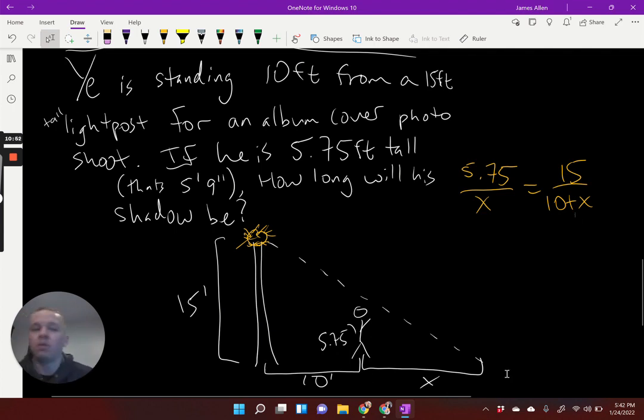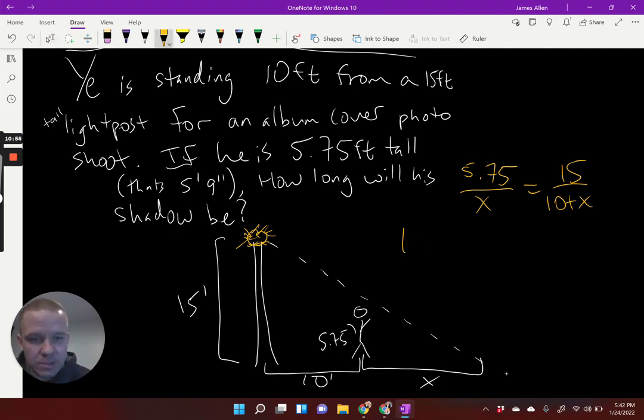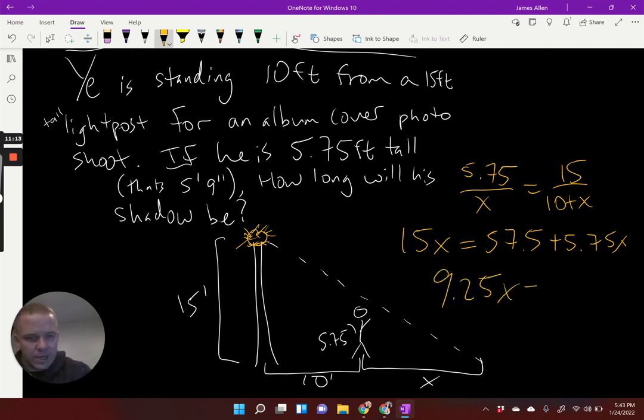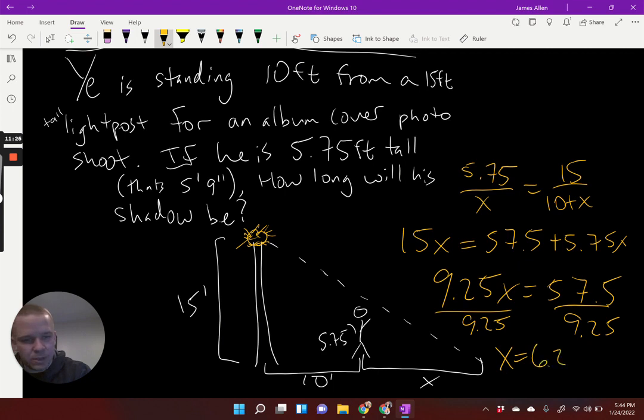Okay? Now, let's cross multiply, and we'll solve. So we get 15x equals 57.5 plus 5.75x. All right. And I don't want to make a mistake here. We're going to get out some calculations. So we're going to have 9.25x equals 57.5. Divide by 9.25. And we get x equals 6.216, so 6.22 feet if I were to round it.